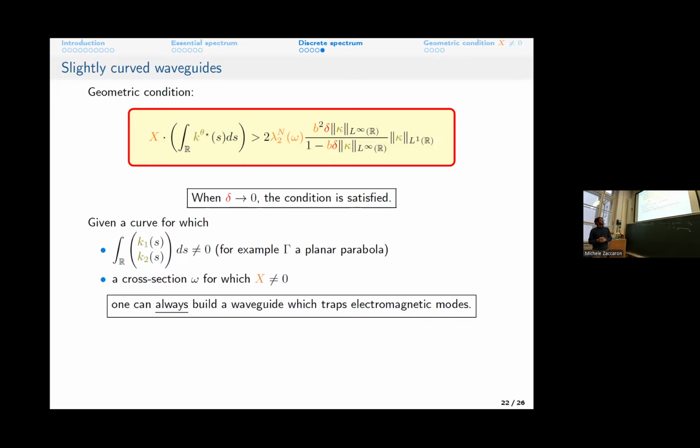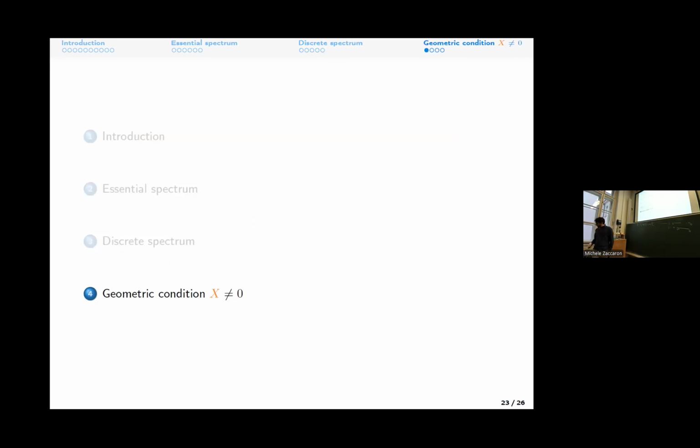Then we can always build a waveguide, actually an infinite class of slightly curving waveguides trapped in electromagnetic modes. So really, this can be applied. Now, let me, in the last few minutes, comment about this geometric condition x different from 0.